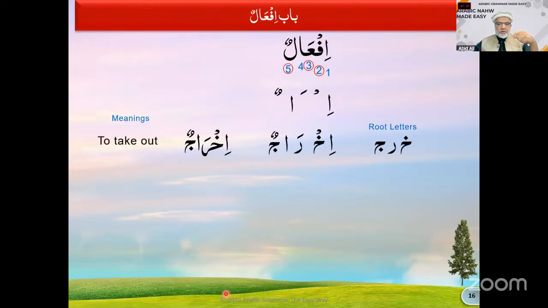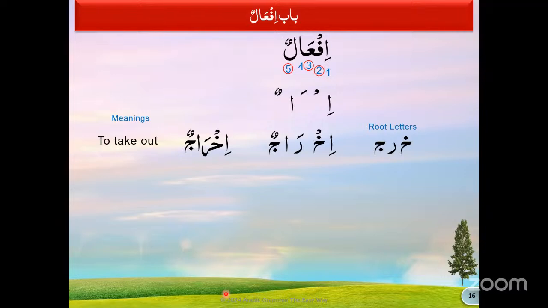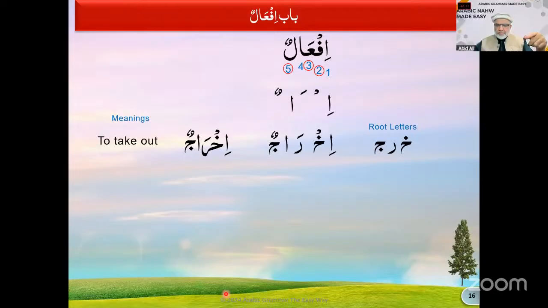More words on these patterns are going to be ikhrajun, to take out, not to get out. Kharaja will be to get out. Ikhrajun will be to take out. Now, what is the difference between get out and take out? Brother Tahir? He gets out by himself. Okay. Brother Mujib, go ahead.